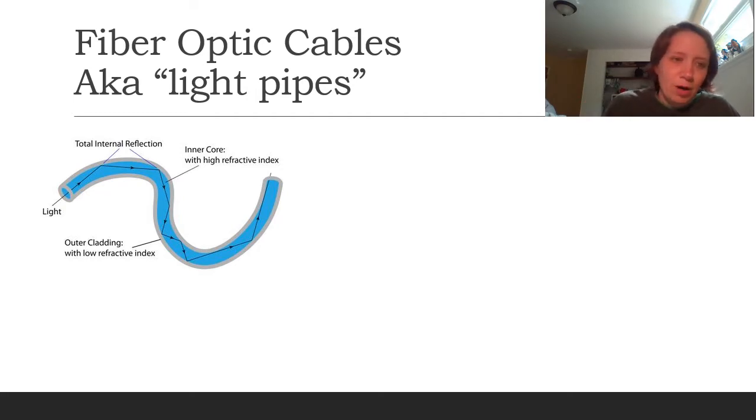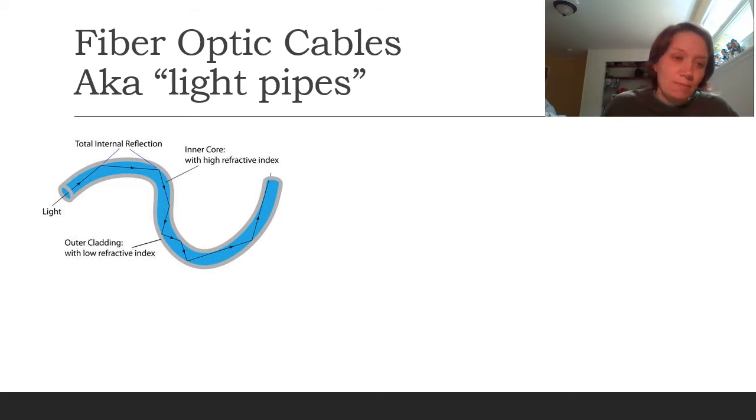If you have a fiber optic cable, what you basically have is an inner core that's got a really high index of refraction. So that's like the really, really slow material, right? Although remember that light still goes really darn fast. And then we have an outer cladding or a casing that has a really, really low refractive index. So light would go really fast through it.